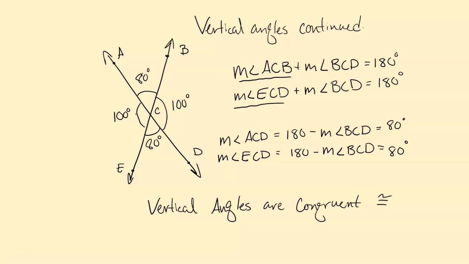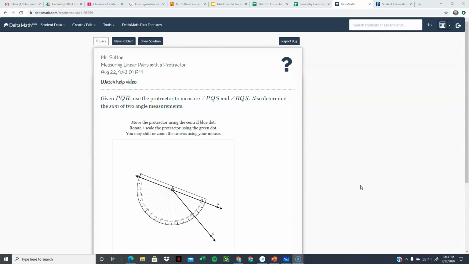So really, if you have an intersection like this, once you know one angle, you're pretty much given the other three using linear pairs and vertical angles. So make sure you have this information down. This vertical angles are congruent is very important to a lot of the geometry we will be doing. Now I wanted to take a look at some examples that you'll see on Delta Math during the practice.